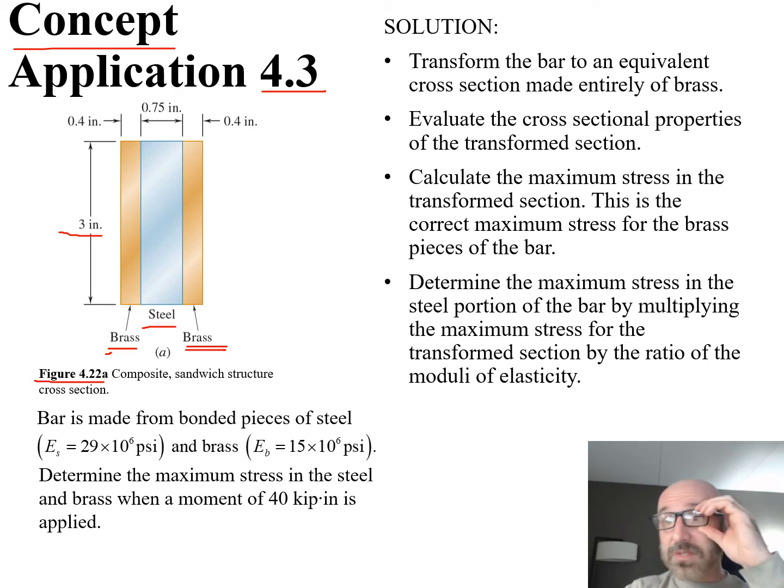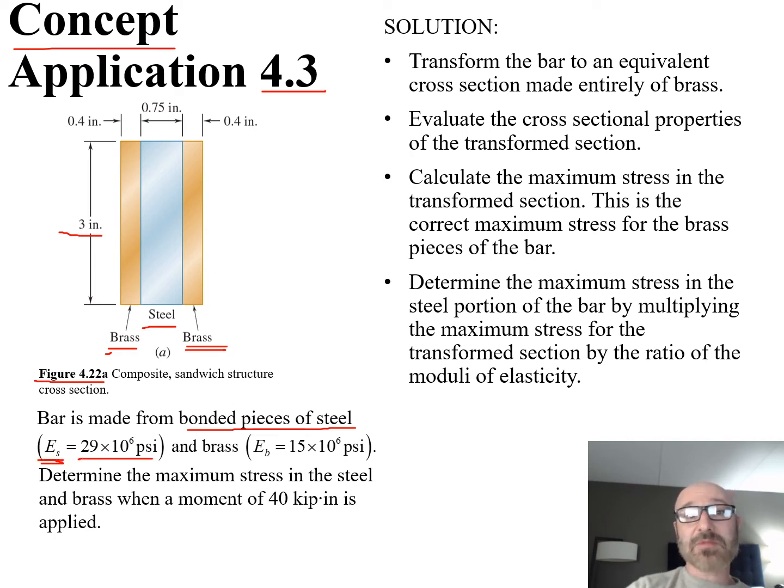What does the problem statement tell us for this application? Well, the bar is made of bonded pieces of steel, and it gives us our modular elasticity. For steel, our E sub S is 29 times 10 to the 6 psi, and for brass, our E sub B is 15 times 10 to the 6 psi. They're both in psi, so now we have our modular elasticity values for both types of materials within this composite sandwich structure. What do they want us to find? They want us to determine the max stress in the steel and in the brass when our moment of 40 kip-inches is applied.